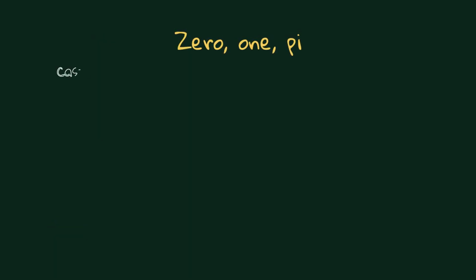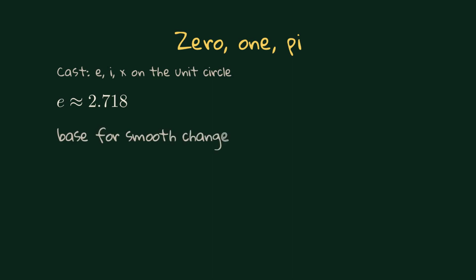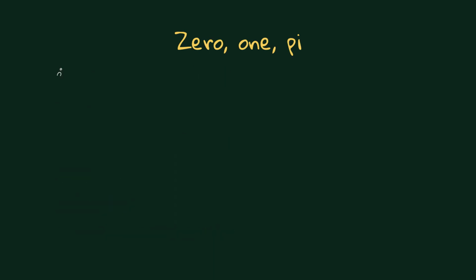Now e. E is about 2.718, but that is not the main thing. E is the base for smooth change. The function e to the x is special. Its rate of change is the function itself. That is why e shows up in growth, decay, compounding, and many rules for motion.